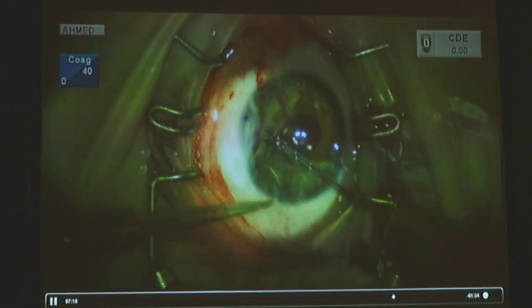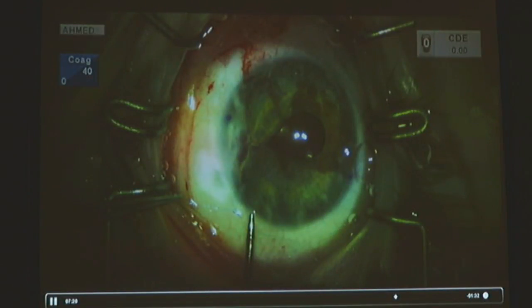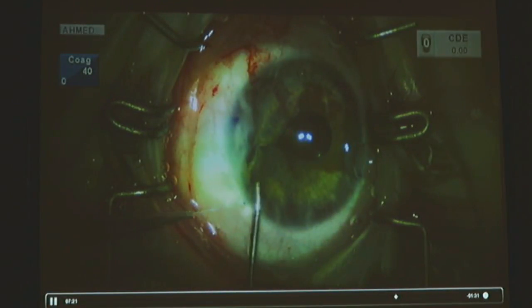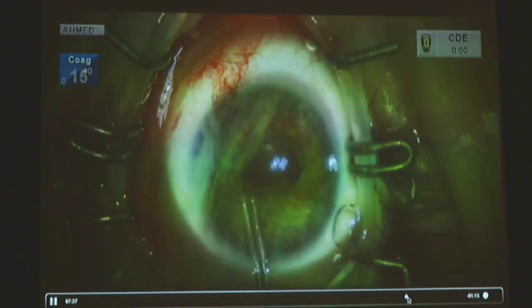Oh, the pupil looks teardrop. Yes, it is, because there's iris tissue missing. But that's okay, right? No, it's not okay. We should be perfectionists, right? We want to repair that. We can bring the cautery now.